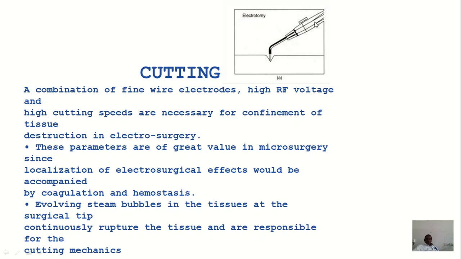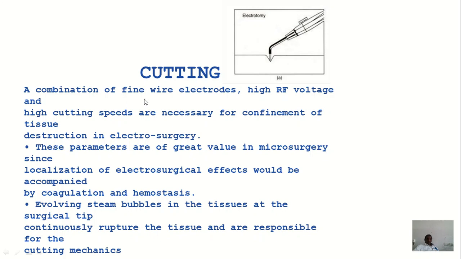So in the diagram you can see the pointer that is operated by hand. There is a switch, and at the end of the pointer we have a needle. The needle touches the tissue so that the tissue fluid will be boiled and the tissue can be turned out.